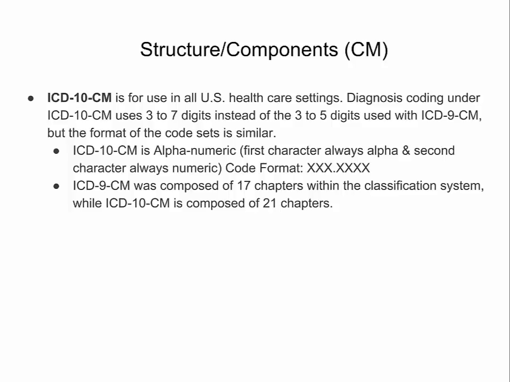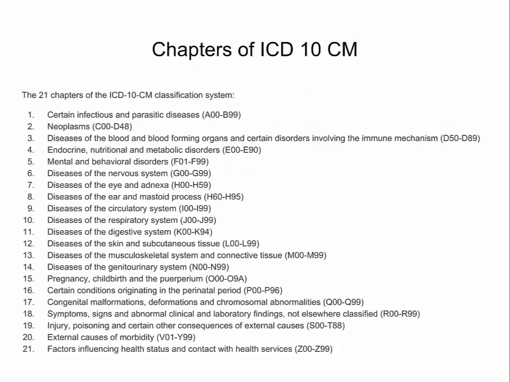ICD-10 CM is alphanumeric, the first character always alpha and the second character always numeric. ICD-9 CM was composed of 17 chapters within the classification system, while ICD-10 CM is composed of 21 chapters. A complete listing of all ICD-10 CM chapters is listed on this slide.